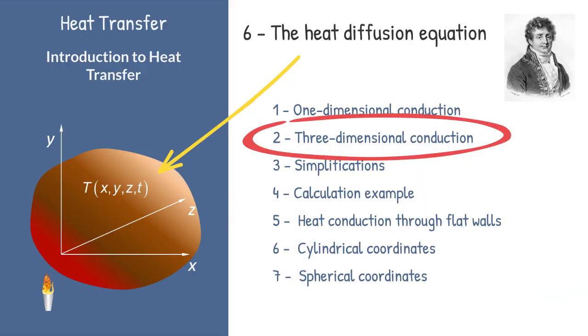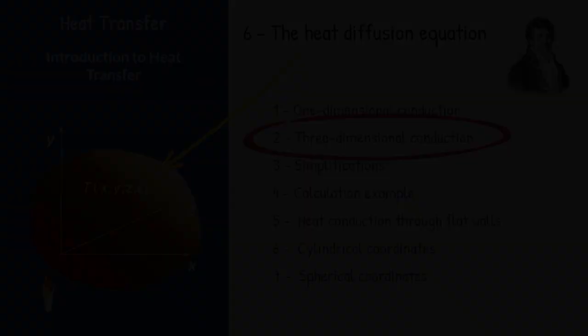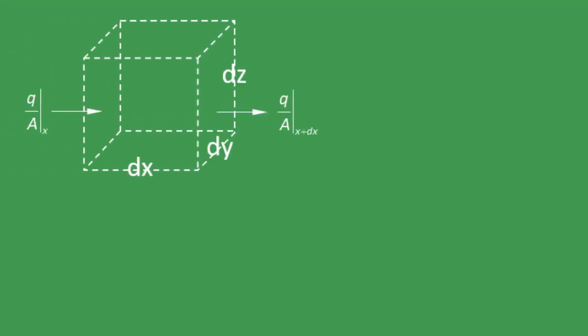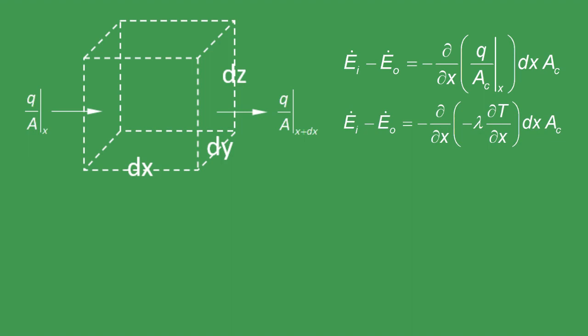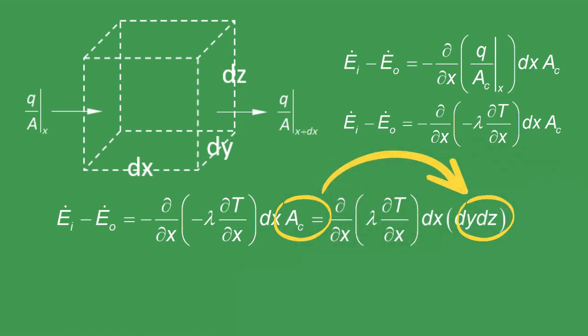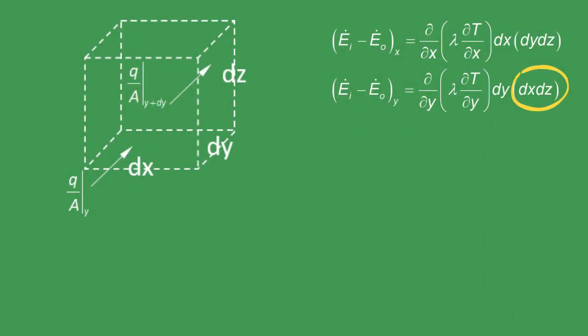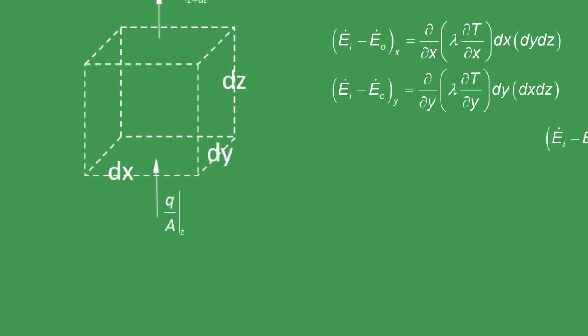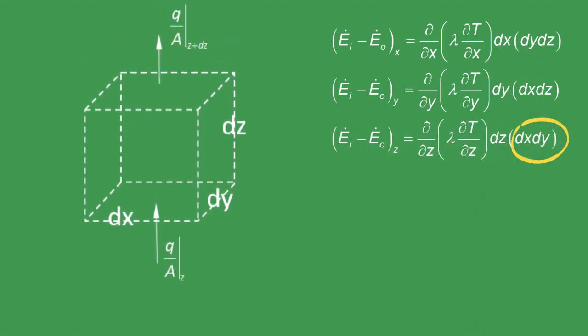After the deduction of the diffusion equation for one-dimensional conduction, we can generalize for three dimensions. In the x direction, we use the result of the input minus output component we found when applying the energy conservation equation for one-dimensional conduction. We can substitute the heat flux using Fourier's law. The cross-sectional area in this direction is dy times dz. In the y direction, the cross-sectional area is dx times dz. In the z direction, the cross-sectional area is dx times dy.